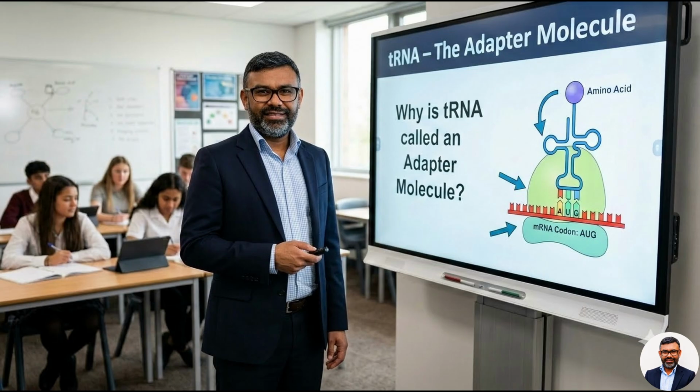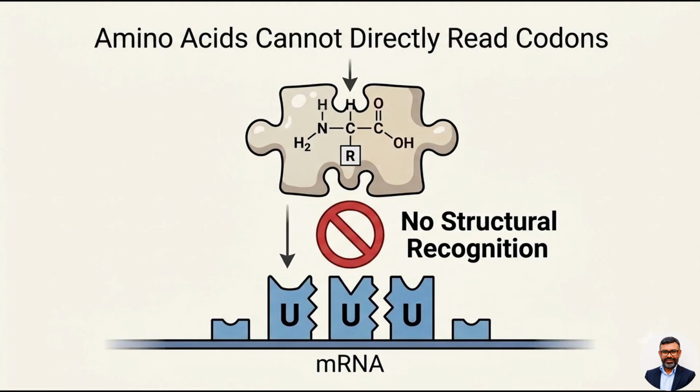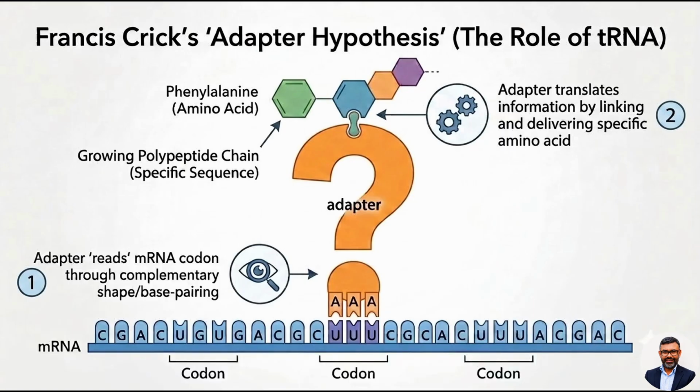To understand this, we need to go back to the time when scientists were trying to decipher the genetic code. Francis Crick realized that there had to be a mechanism that could read the genetic code and connect it with the correct amino acid. Why was this necessary? Because amino acids themselves do not have the structural features required to directly recognize specific codons. Therefore, Crick proposed the existence of an adapter molecule.